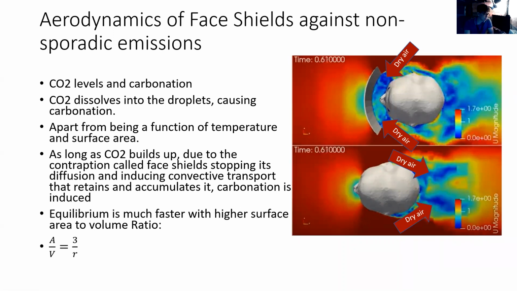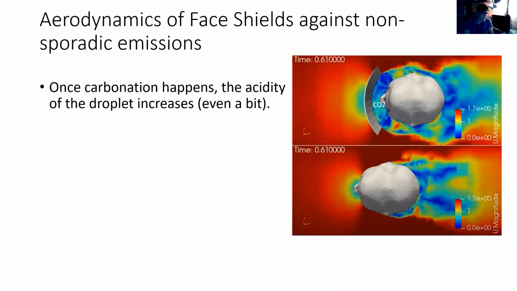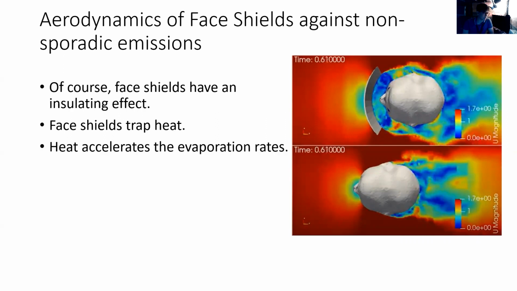Therefore, if we look back into this equation here, the said ratio, which is inversely proportional to the droplets, meaning the smaller the droplets, the faster it is to equilibrate. So once carbonation happens, the acidity of the droplets increases even a bit. Of course, the main culprits to the faster carbonation are, as previously mentioned, temperature and pressure.